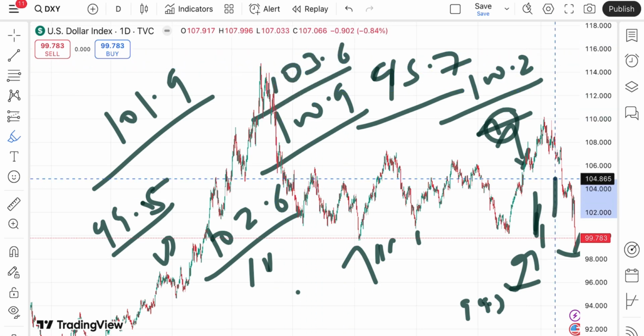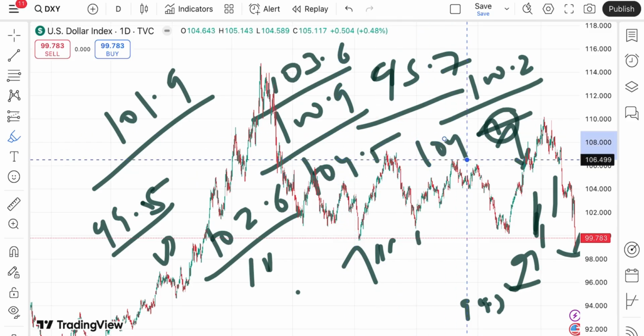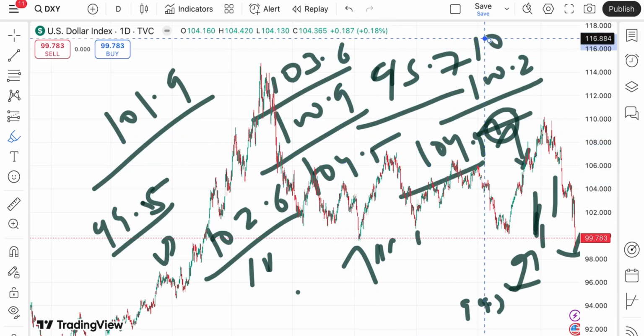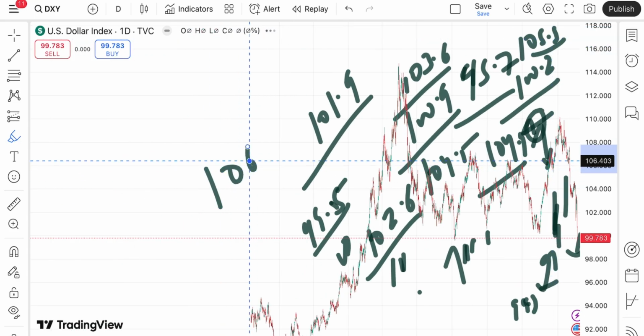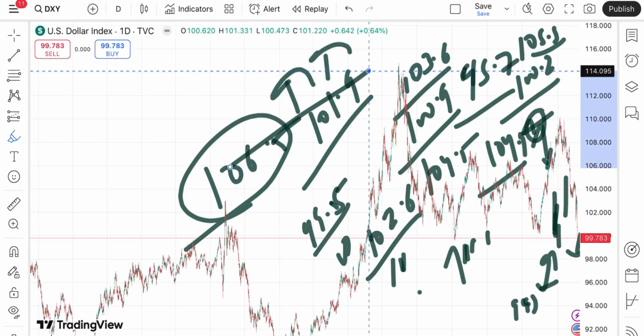Okay, and if that sustains, a further upside we can see towards 104.5, to a level of $104.9. And if that sustains, we can see a level of 105.5, and then a further upside towards $106.5. Okay, and if the price sustains above this level, a further upside we can see.